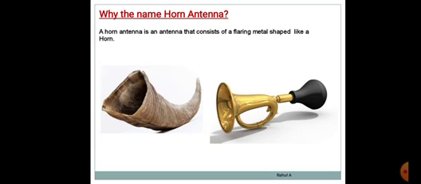In ancient times, the horn structure was made using the nose of elephants. So with this structure, the horn antenna is designed. The horns on the right hand side of the screen are basically used by vehicles like autos and trucks, and with the help of these structures the horn antenna has been designed.